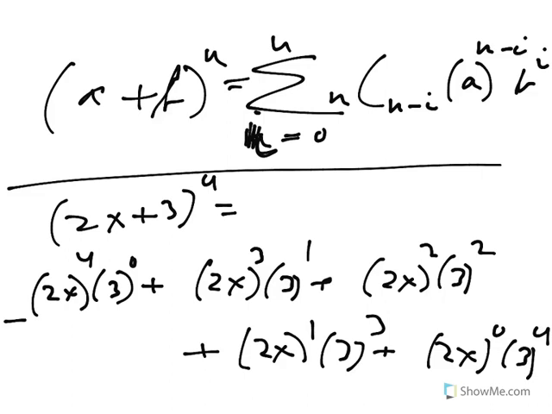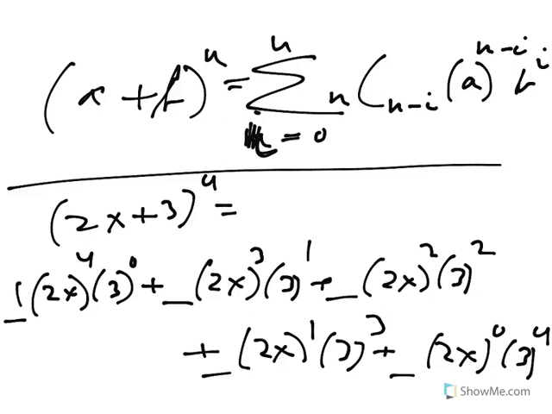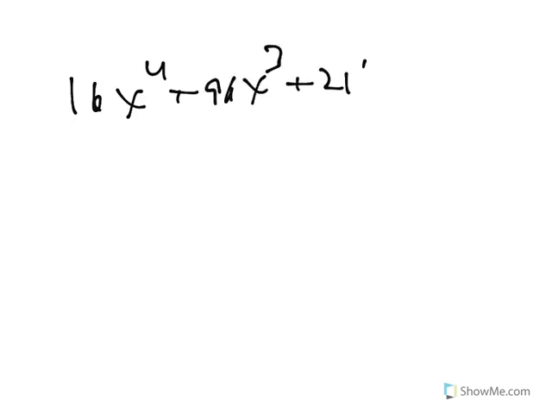And the coefficients are 4C4, 4C3, 4C2, 4C1, 4C0. Which from Pascal's triangle, if I want to go 1, 4, 6, 4, 1 is the next row. And then we can put these all together. When we combine like terms, we end up with 16x to the 4th plus 96x cubed plus 216x squared plus 216x plus 81.